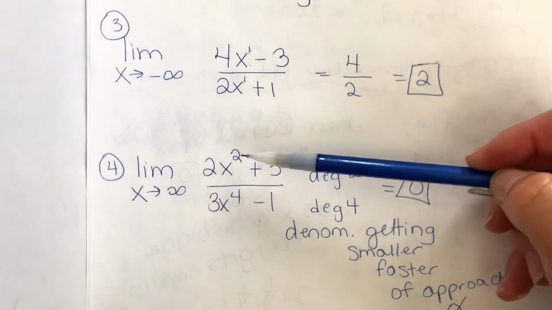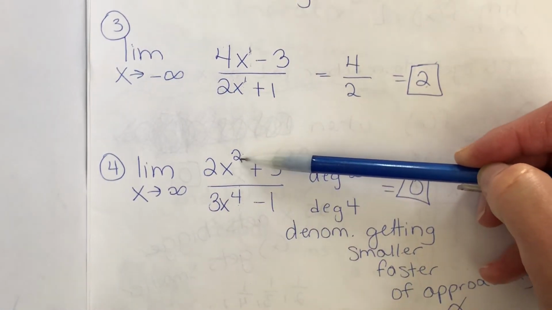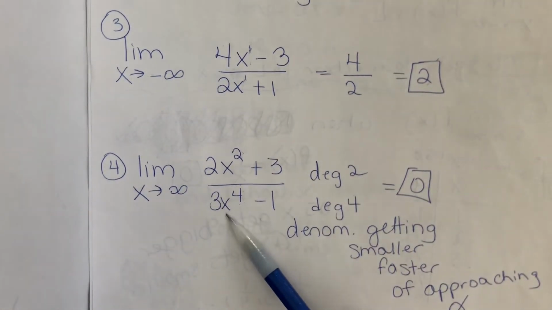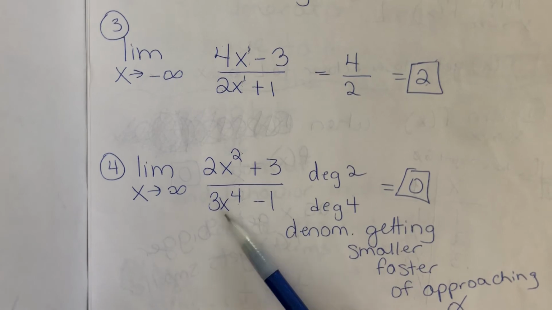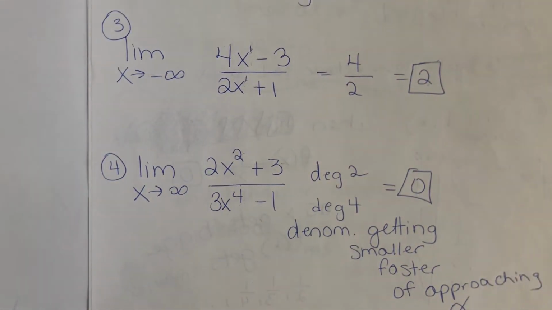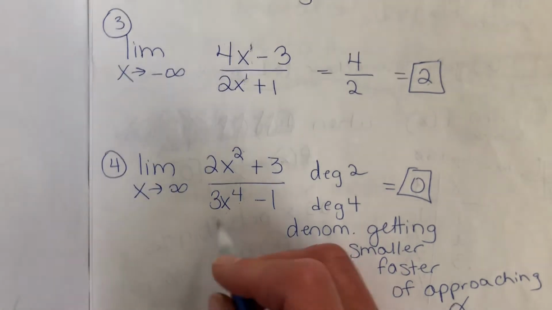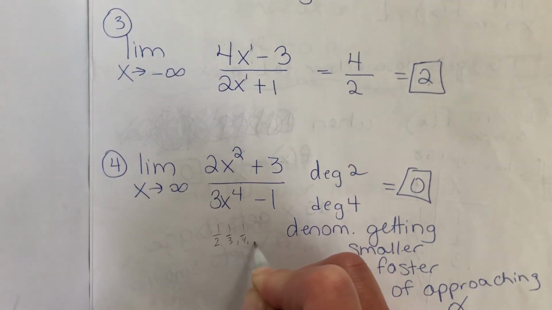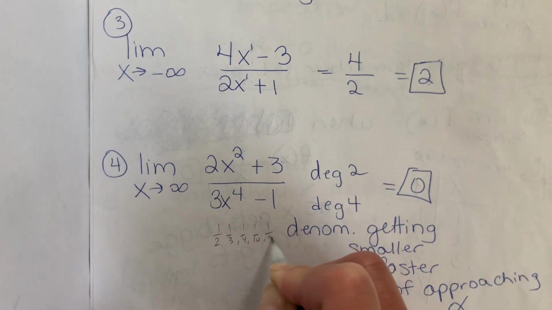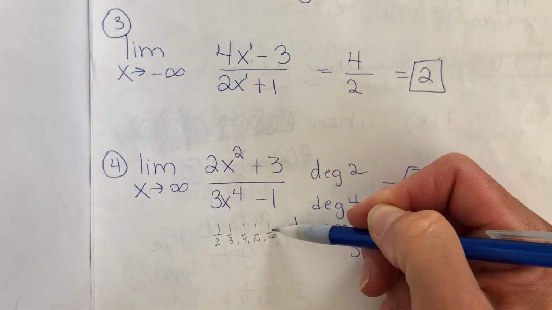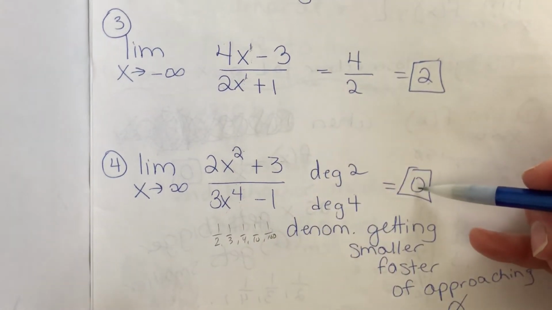So again, one last thing, the degree of the numerator is smaller than the denominator. Therefore, the denominator is going to get bigger faster than the numerator is. So therefore, you're going to have that situation again where, let me just again make up numbers, let's say we have 1/2, 1/3, 1/4, 1/10, 1/100. The denominator is going to get bigger faster. And this makes for a smaller and smaller number that gets closer to and approaches 0.